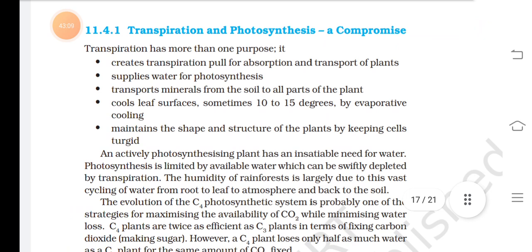11.4.1 Transpiration and Photosynthesis, a compromise. Transpiration has more than one purpose. First, it creates a transpiration pull for absorption and transport of water in plants. Second, it supplies water for photosynthesis. Third, it transports minerals from soil to all parts of the plant. Fourth, it cools the leaf surface, sometimes 10 to 15 degrees, by evaporative cooling. Fifth, it maintains the shape and structure of the plant by keeping cells turgid.